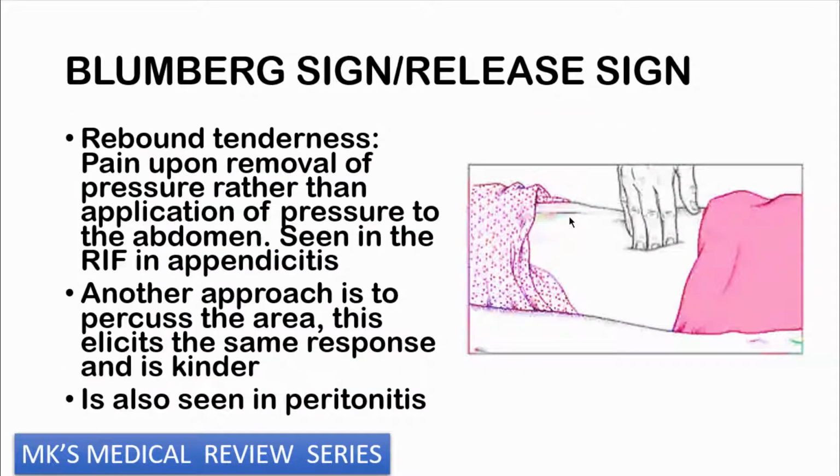So here is how you elicit these signs. I will mention the most important signs that you really need to know for the sake of your exams and for the sake of your patients. So the first sign is known as a Blumberg sign, or you can call it the release sign. So this is simply rebound tenderness.